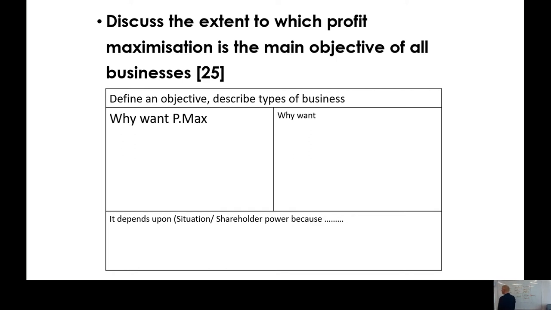We said that the two sides were why a business would want profit maximization, and we said this was more a long-term strategy, and why they might not, or the situation in which they might not in the short term. And if it was an SEO question, we'd need an evaluative conclusion around a judgment. So we noted that the word 'or' would give us a good key judgment to make around that.